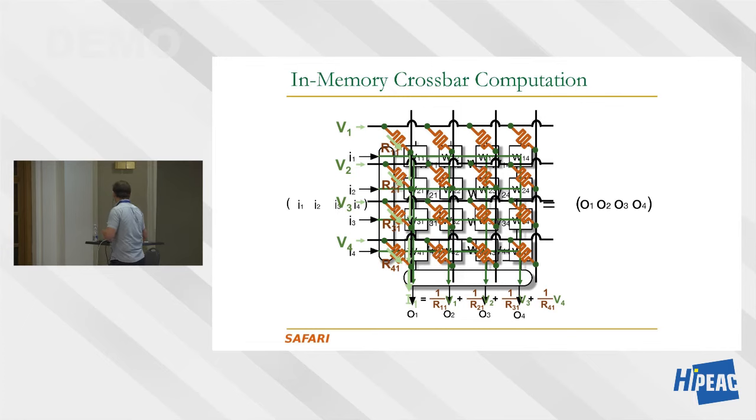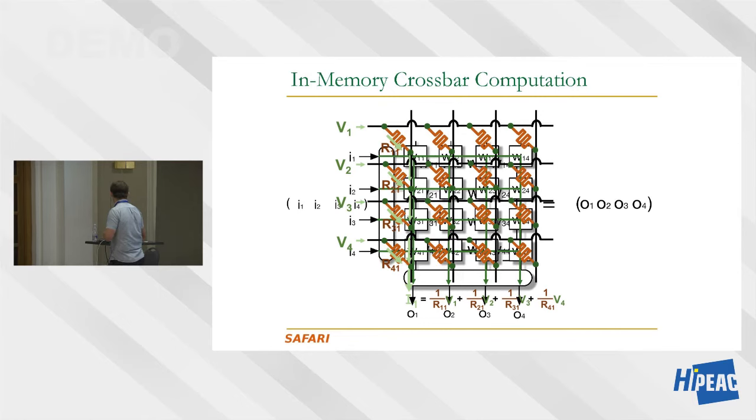So these are the resistances that you have. This current over here is the dot product of the voltages over here and the resistances over here. And that's the equation that we probably know. And that's true for all of the other bit line currents over here.